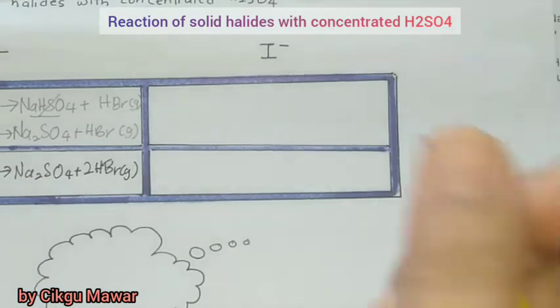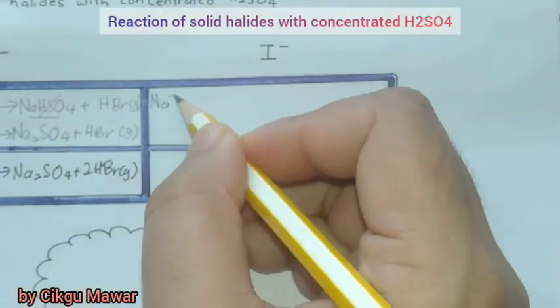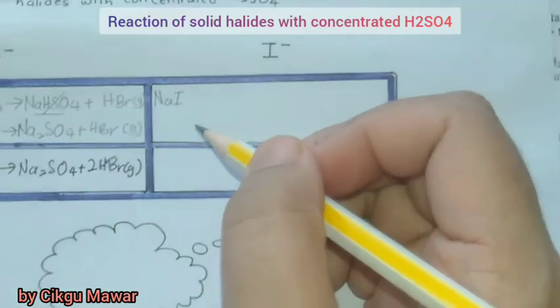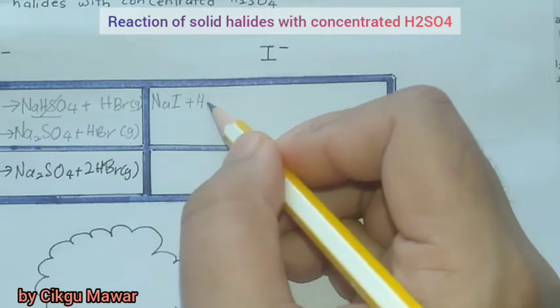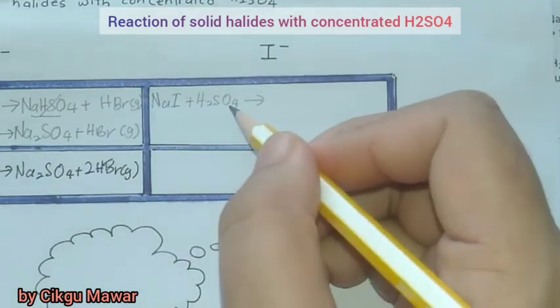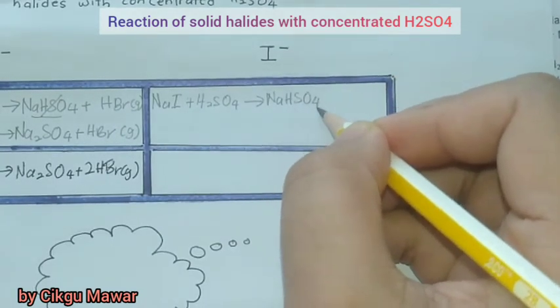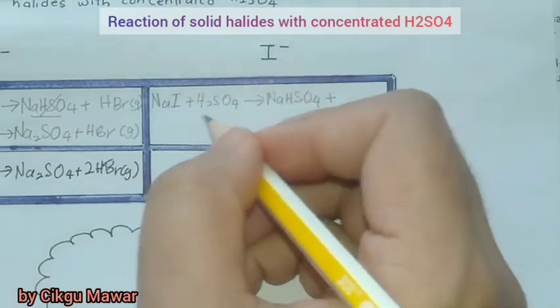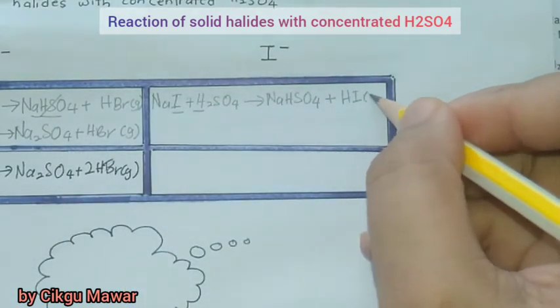Displacement reaction of iodide, or sodium iodide. Solid halide, we use sodium iodide, and then we react it with concentrated sulfuric acid. So the first dissociation will form sodium hydrogen sulfate plus hydrogen iodide gas.